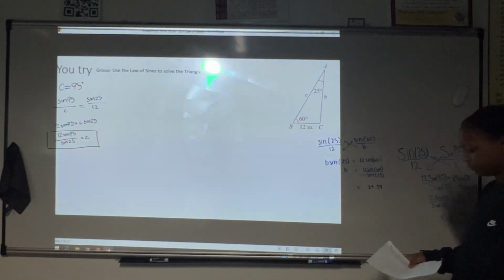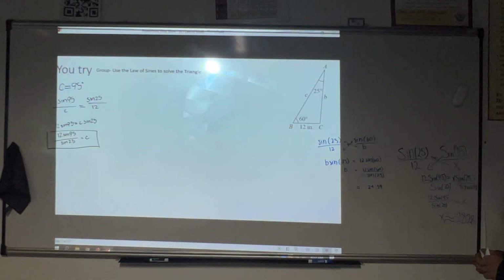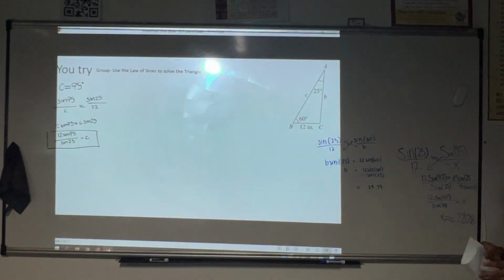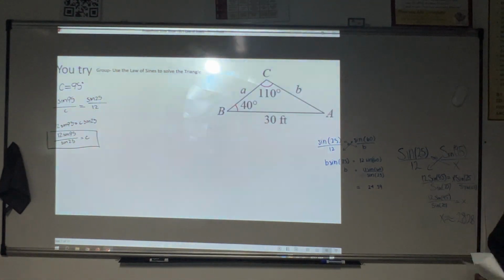All right, so Keanu's given us our exact answer of 12 sine 95 over sine 25, and Alexa just put it into the calculator. What is our approximate answer? 28.28. All right, looks good to me. Any questions on setting these up or doing them? In your notes, just remember, if you're looking for an angle, this is where you guys are going to make your mistake. If you're looking for an angle, you're using inverse sine or sine inverse on the calculator.